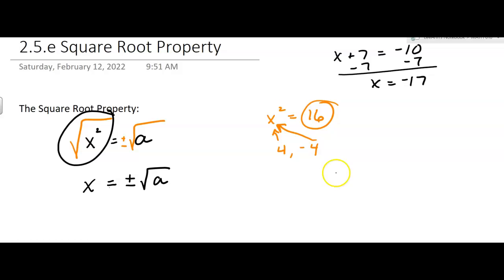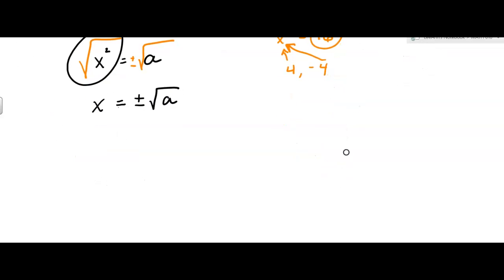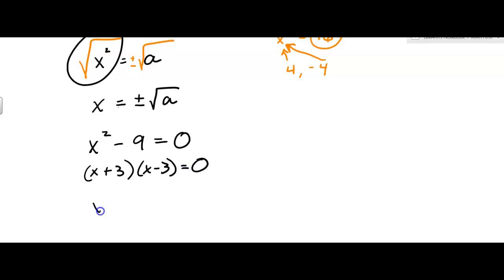Now I'm going to go to an example that we did a little bit ago. Remember we had x squared minus 9 equals 0? We factored it as a difference of squares and we got the two answers. I'll just write it out real quick. And then we said, x equals negative 3 or 3.